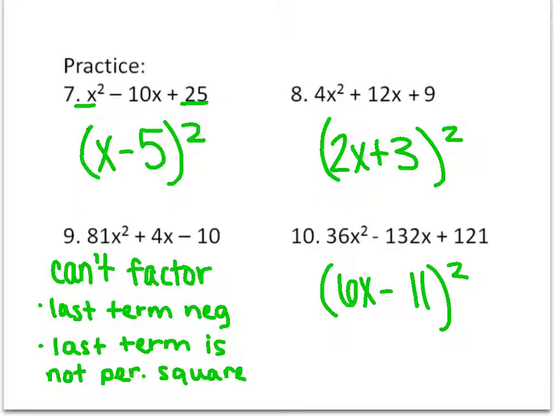Now this is just a shortcut. This is a shortcut for whenever you have a trinomial and you recognize that the first and the last term are perfect squares. Could you do these another way? Sure. You could do them by our regular factoring. You could do it by the garbage method. But this is a shortcut to save you a bunch of work.